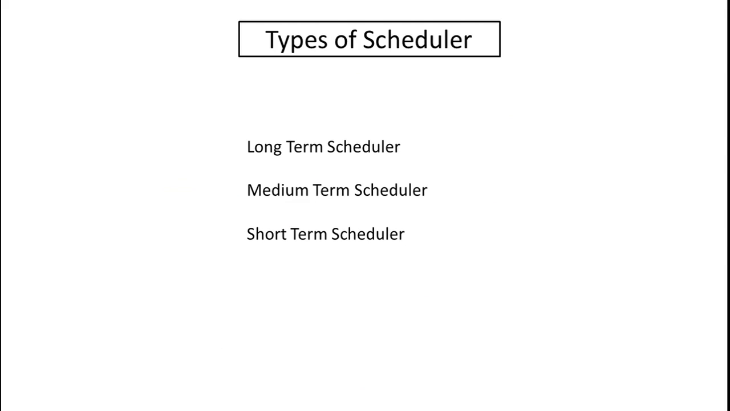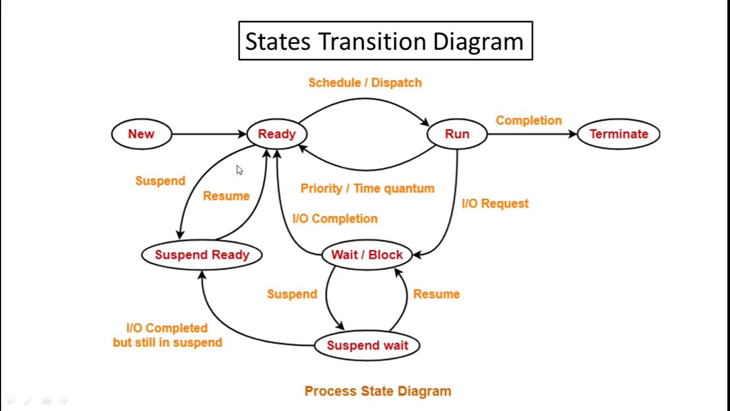Another one is the short-term scheduler. Whenever processes are in the ready state and waiting for the CPU, the short-term scheduler will call the dispatcher, and the dispatcher will allocate the CPU to the process which is ready to execute. So that is the responsibility of the short-term scheduler.